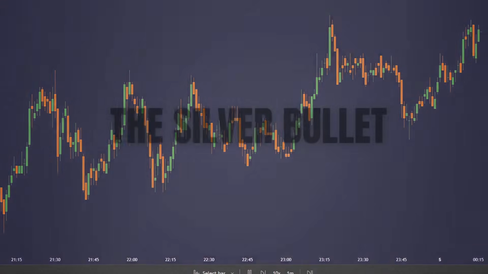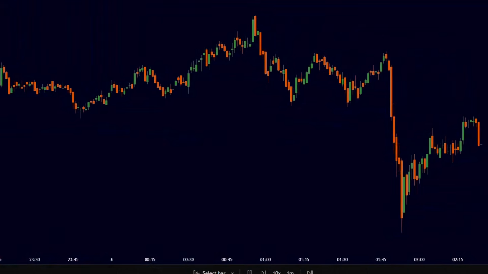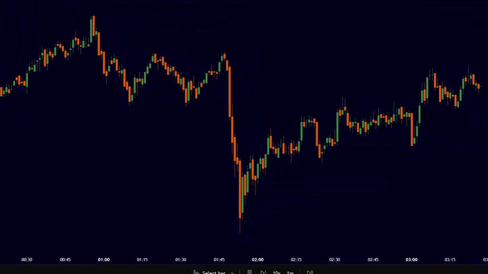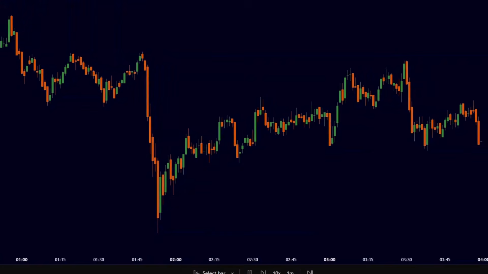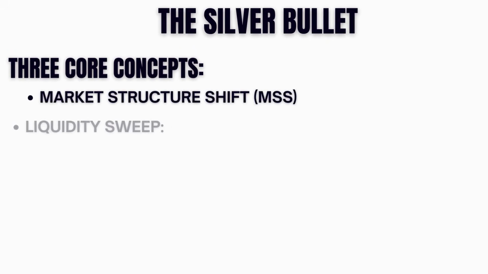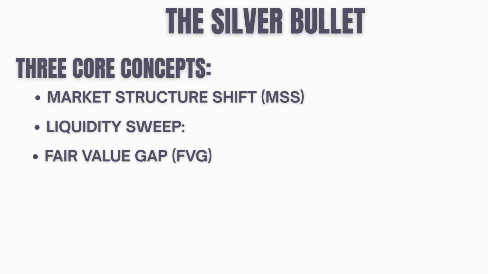Strategy 7. The Silver Bullet. The Silver Bullet is one of the most talked about setups in the ICT community, and for good reason. It's clean, it's structured, and it works across multiple sessions. The Silver Bullet is built around 3 core concepts: a market structure shift, a liquidity sweep, and a fair value gap. Each one plays a specific role in the setup, so let me break them down one by one before we put it all together.